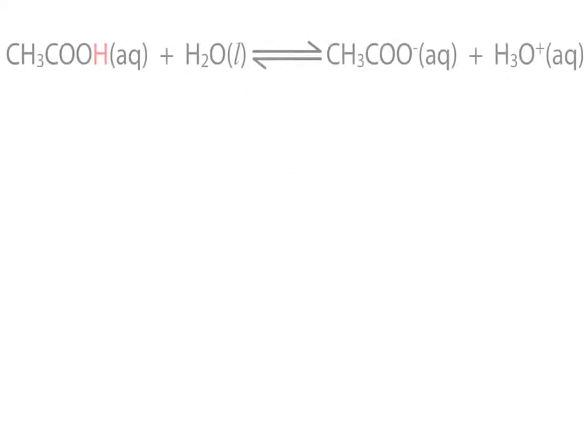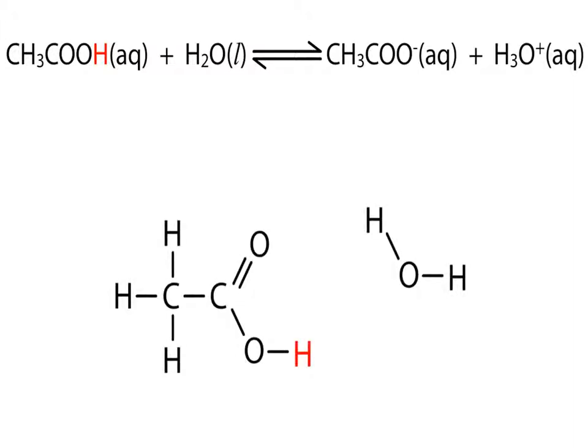We can write out the equilibrium for when the weak acid, ethanoic acid, releases its hydrogen ions in aqueous solution. The acidic hydrogen ion from the carboxylic acid functional group is released, and the reaction is reversible, and the molecule can reform. The ethanoic acid molecule is releasing a proton, and so by definition is an acid. Let's look at what the water is doing. The water is accepting a proton, and so by definition is a base.